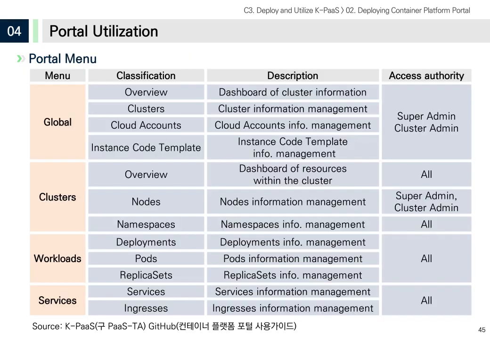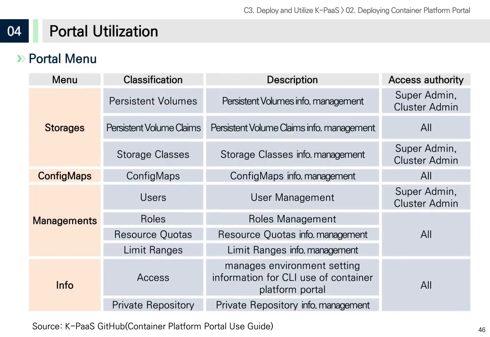Next is the Container Platform portal menus, which are categorized into global, cluster, workload, and service. Storage, config map, admin, info. There are 8 main menus. Here's a brief description of what each menu does and how to use it.